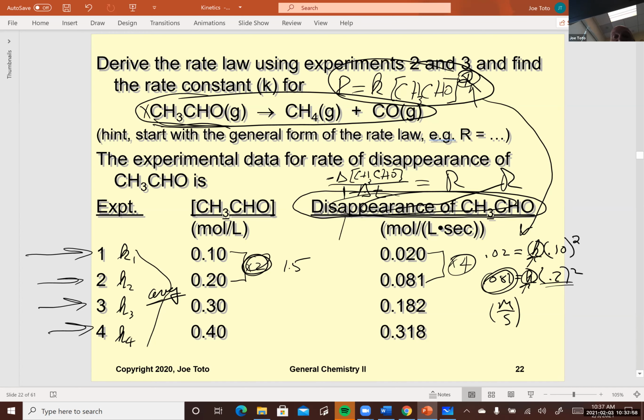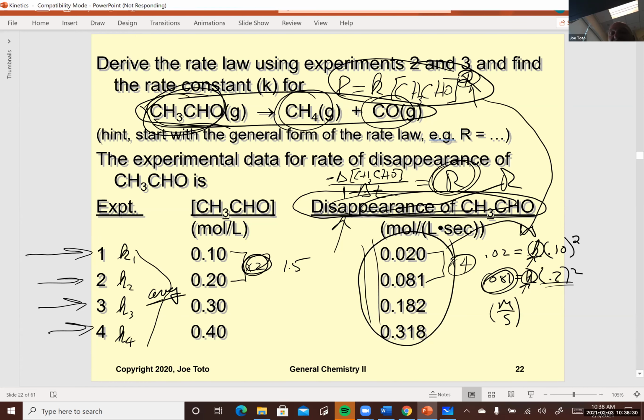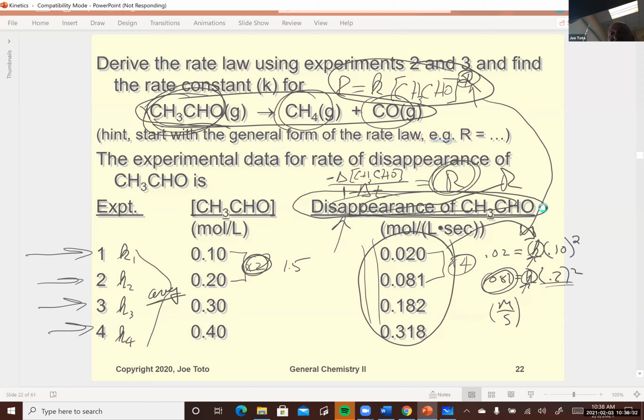So I just wanted to point that out. Sometimes they'll have that in terms of the production rate of a product or the consumption rate of a reactant, but that's always related to the overall rate. Now, when the stoichiometric coefficient is 1, then it equals. But if it's not 1, then you have to take their data and transfer it into another column for the rate of the reaction.